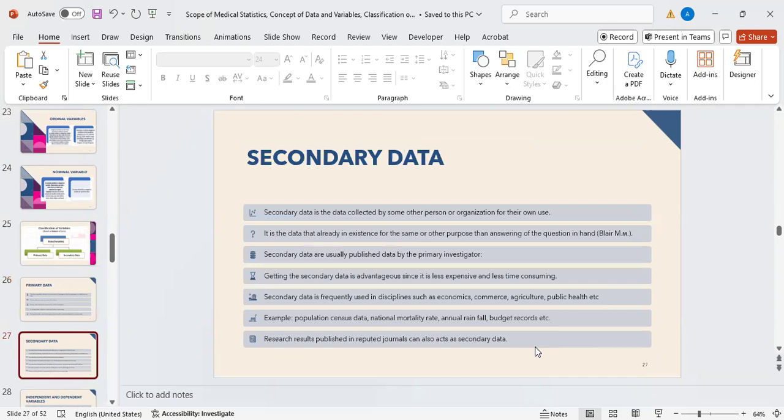Secondary data. Secondary data is the data collected by some other person or organization for their own use. It is data that is already in existence for the same or other purpose than answering the question at hand. Secondary data are usually published data by the primary investigator. Getting secondary data is advantageous since it is less expensive and less time consuming. Secondary data is frequently used in disciplines such as economics, commerce, agriculture, public health. Examples are population census data, national mortality rate, annual rainfall, budget record. Research results published in reputed journals can also act as secondary data.